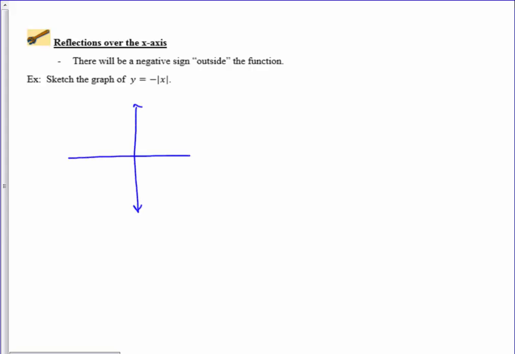So what we'll do is we'll think about what the shape of just y equals absolute value of x looks like. We know that it has a point at the origin, and then we bisect the first and second quadrants. So if this is absolute value of x, then we see that our y values in this particular example are positive, in other words, above the x-axis.